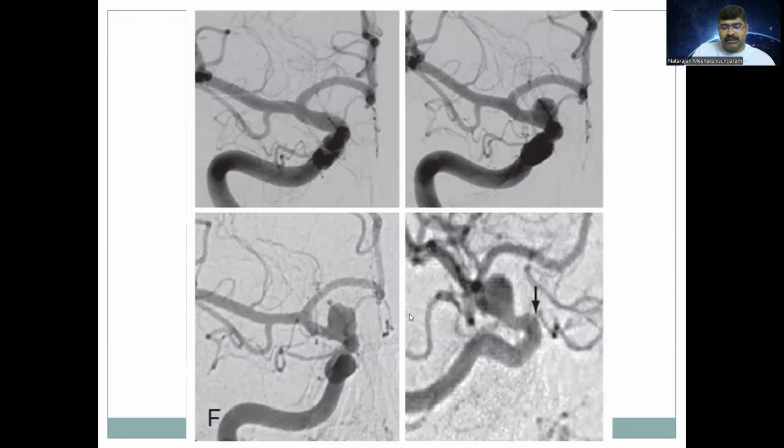Then this is the dorsal variant aneurysm of the ophthalmic artery. This is the ophthalmic artery. How you should differentiate: if the aneurysm is just distal to the ophthalmic artery, it is an ophthalmic artery aneurysm. If the aneurysm is seen some distance away from the ophthalmic artery, this is called the dorsal variant of the ophthalmic aneurysm.